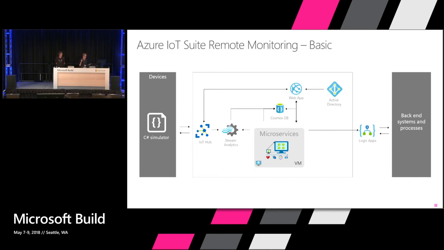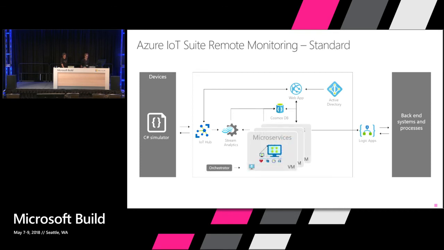You can see here that we're provisioning on your behalf into your subscription IoT Hub, Stream Analytics, Cosmos DB, a web app, an Active Directory using AAD, and a VM with a set of microservices inside of it, along with a C# simulator that's going to be pumping that data into the solution. This is what the basic remote monitoring deployment looks like.